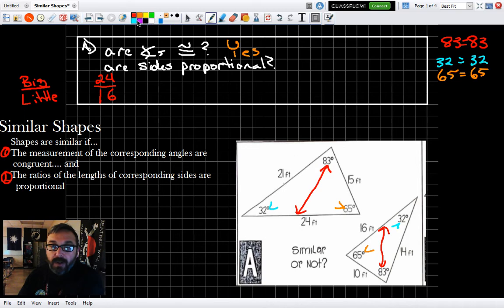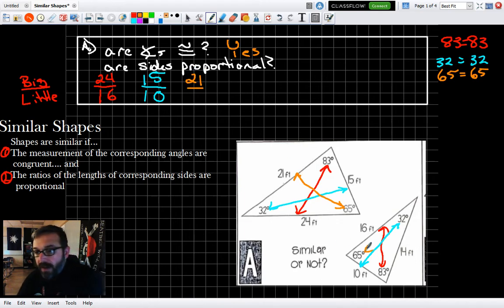Now let's move on to the littlest angle. Opposite 32 degrees is 15. Again, big shape on top because that's what we did on the first one. The little one, opposite 32 degrees, is 10. And then my last angle, big shape on top, opposite the 65 is 21. Opposite the 65 for the little one is 14.